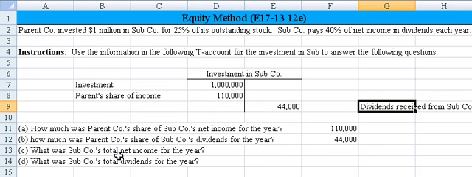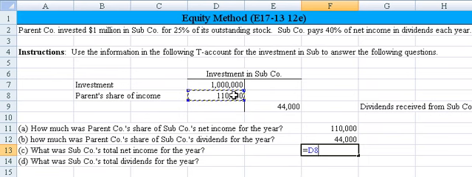Okay, so what was sub company's total net income for the year? All right. Well, if we've got a 25% investment in the sub, then what we can do is take our share of the net income, which is the 110,000, and divide it by the 25% interest we have in the sub. And that takes us to 440,000. Let me format that for us. And that would be the right answer for C.